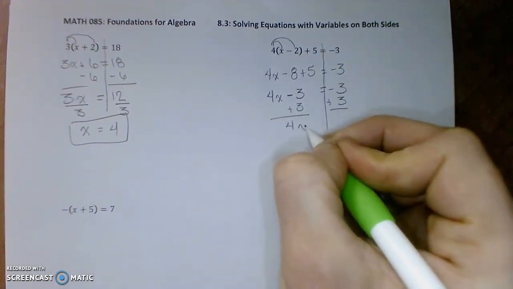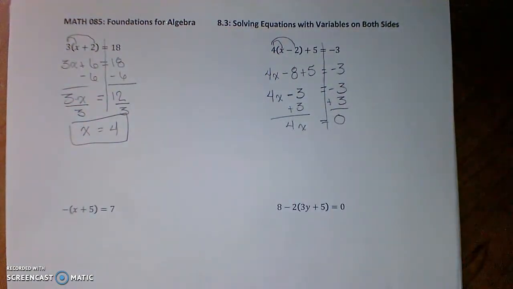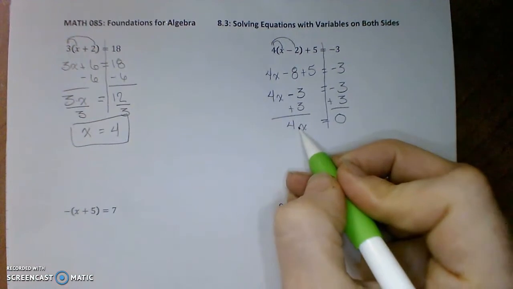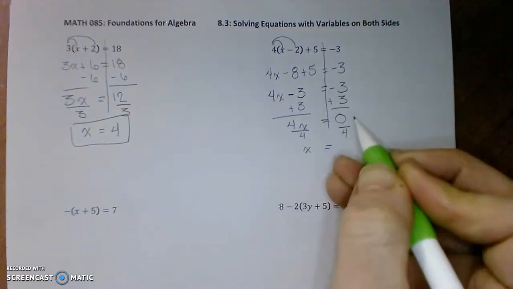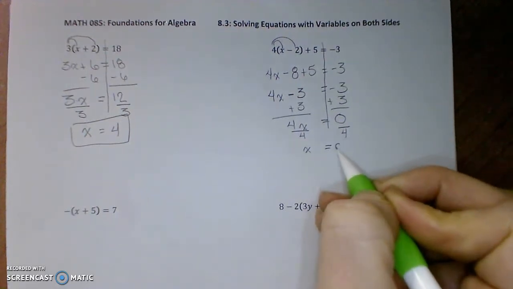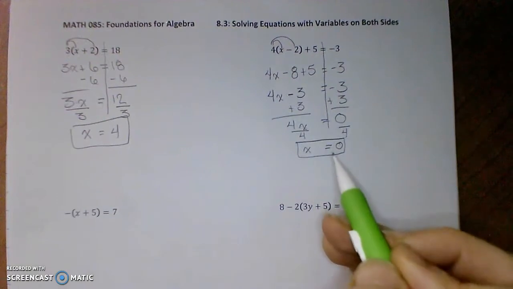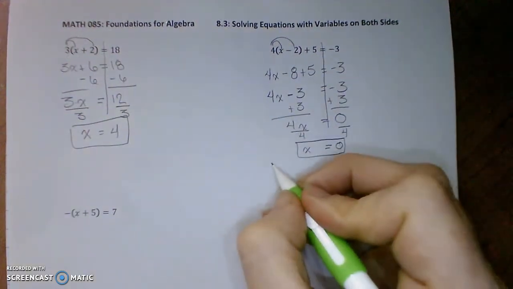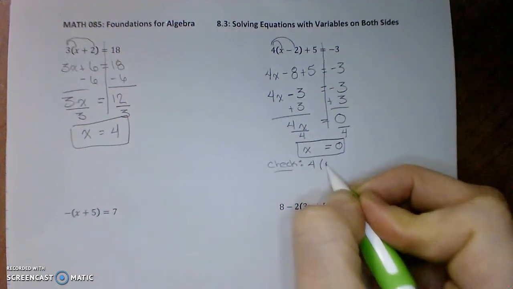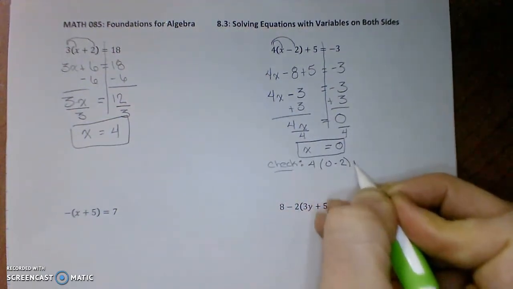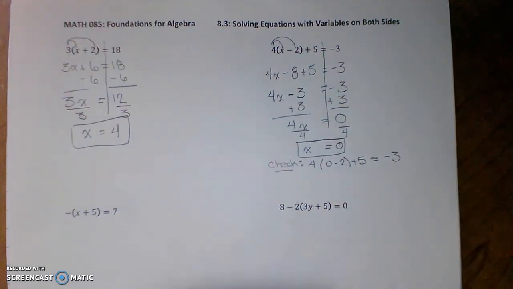This leaves me with 4x equals -3 plus 3 is 0. And now, undoing this multiplication, divide both sides by 4. I get x equals 0 divided by 4, which is 0. Lots of people get nervous when you end up with 0, so maybe you will check this one. 4 times 0 minus 2 plus 5. Let's see if we get -3 out at the end.